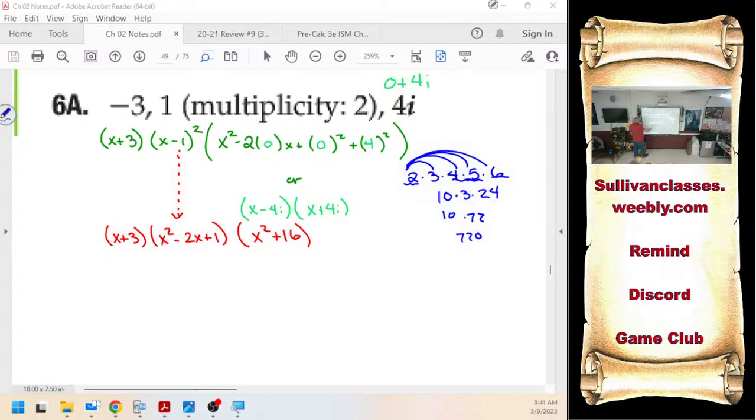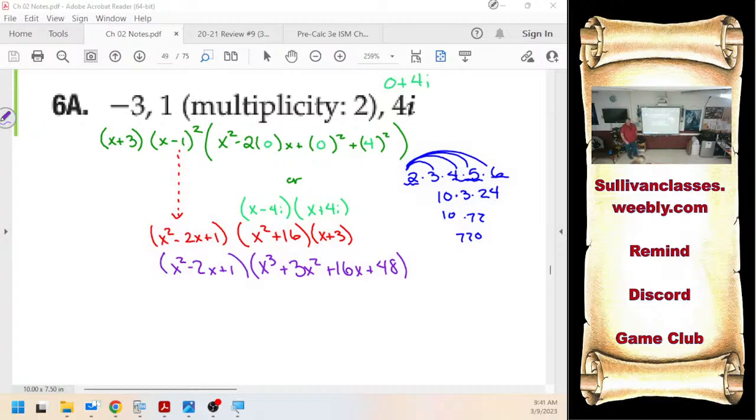Just like here, I'm going to decide, personally, I think it's easier to multiply together binomials than trinomials. So that's how I'm going to multiply mine. If I distribute this, I get x cubed plus 3x squared plus 16x plus 48 with a x squared minus 2x plus 1. Okay, I just decided to multiply mine in that order because it made more sense for me. Doesn't mean you have to.